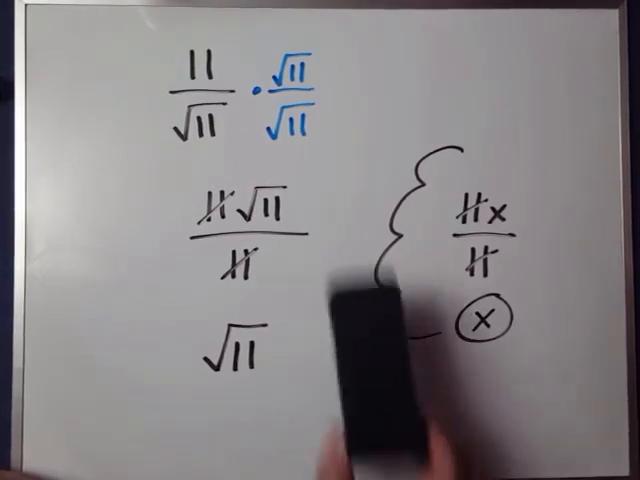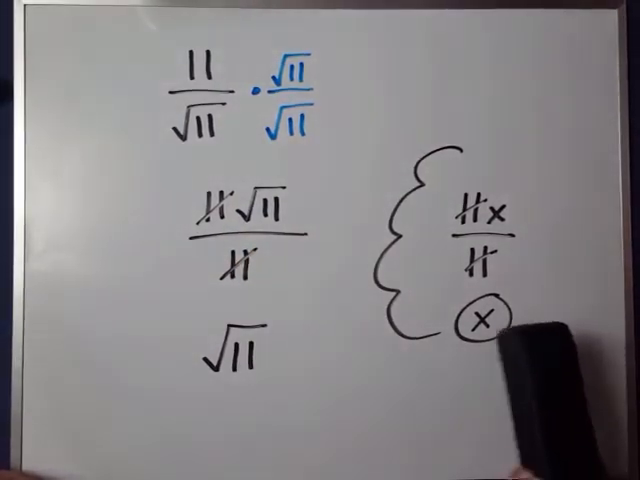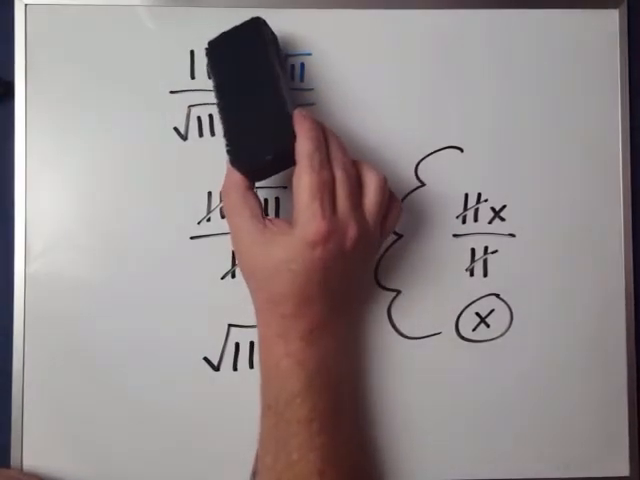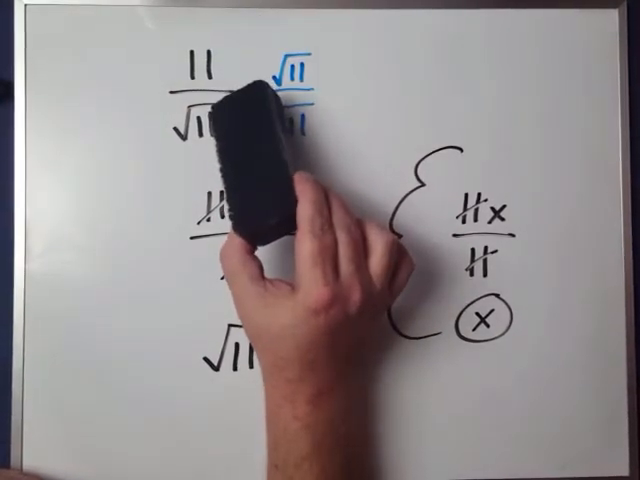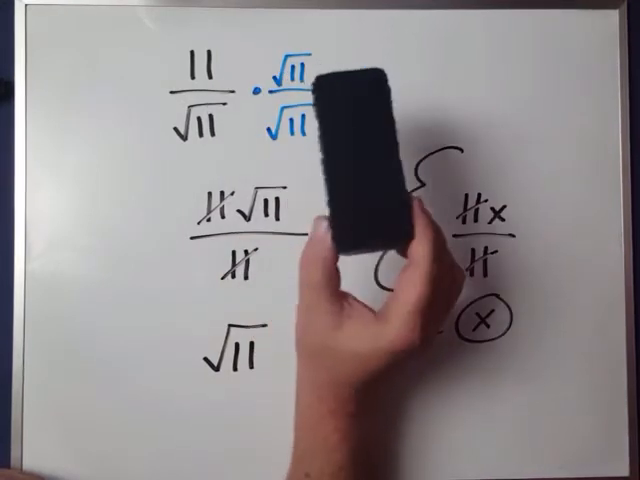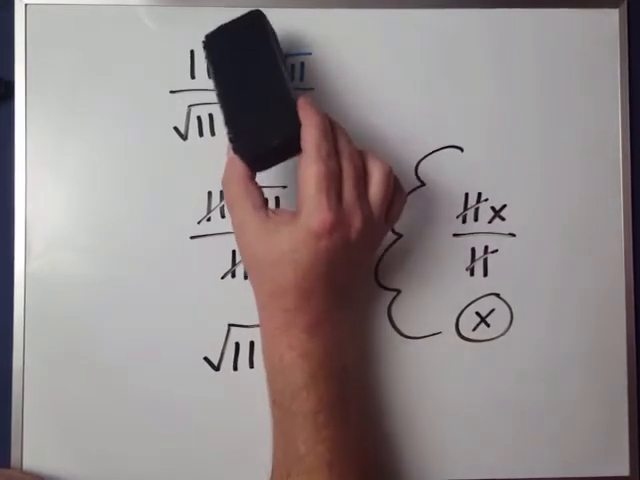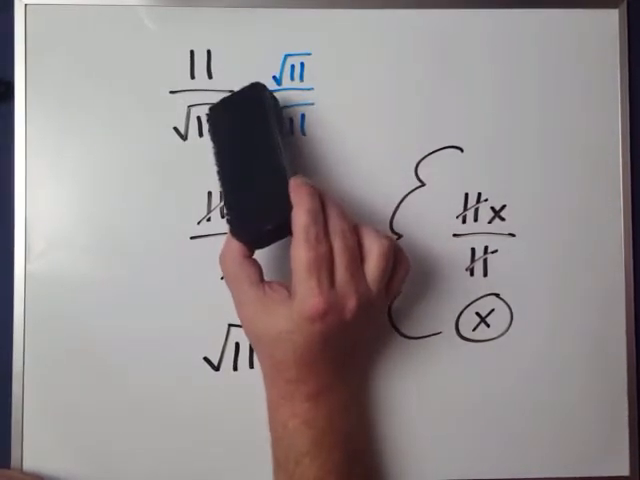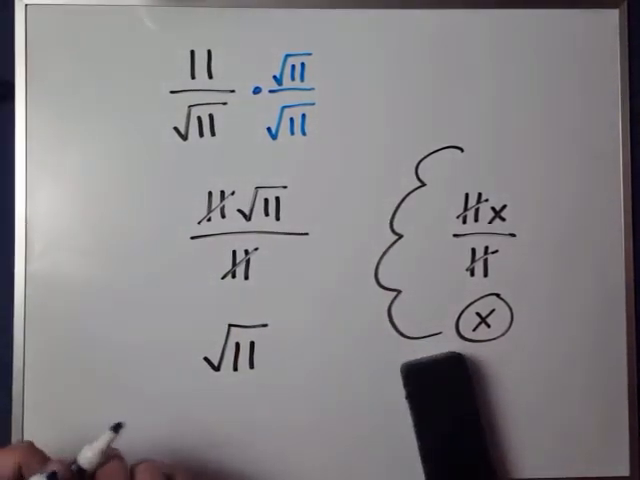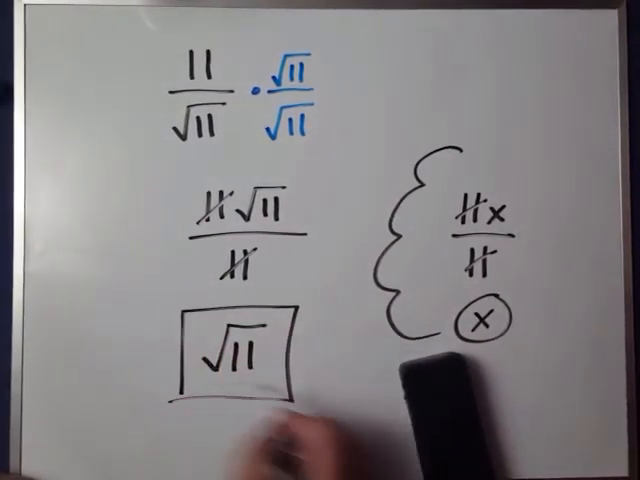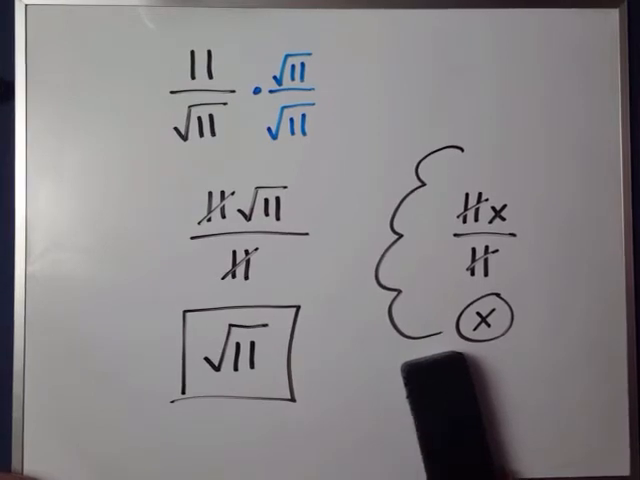Now, I said I wanted to come back and think about this. The 11 divided by its own square root. Does it make sense to you that 11 divided by its own square root, that the answer is its own square root? Well, how do you check a division problem?